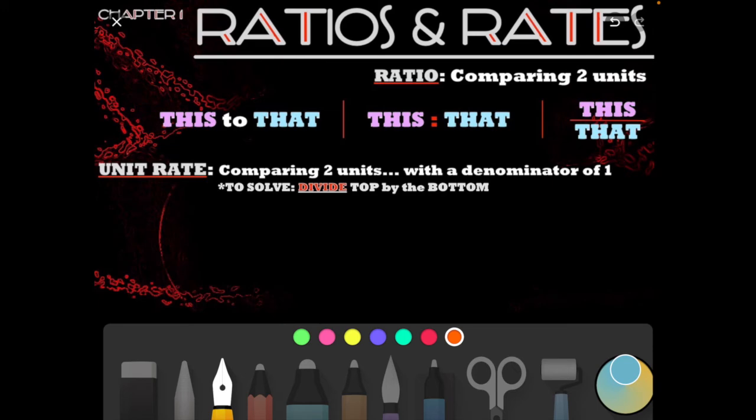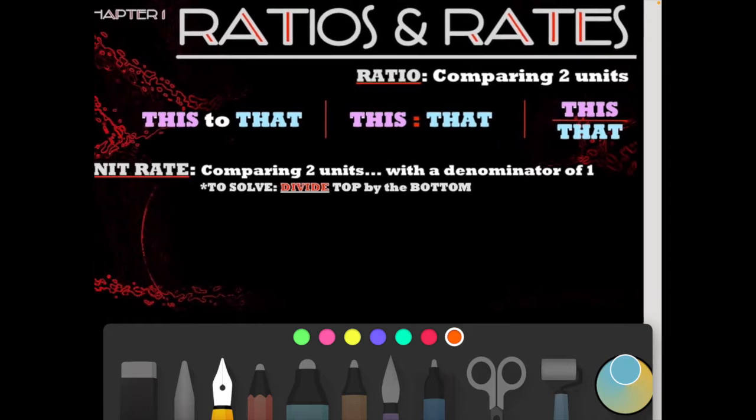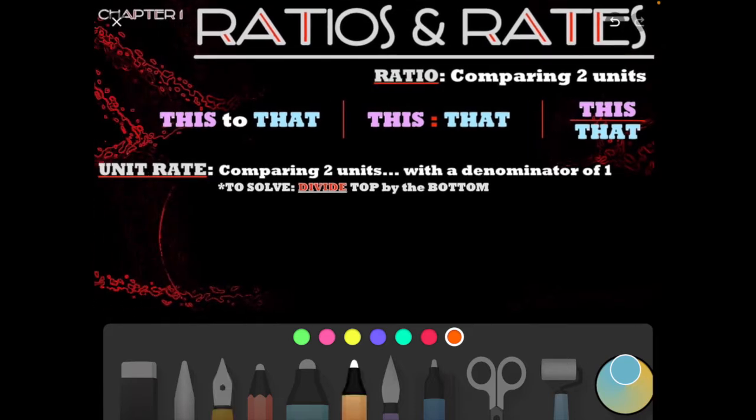For us, a lot of what we're going to be doing in chapter 1 is using those ratios to find out unknown values. And we're going to use some of those proportional relationships that we'll talk about, which are just equivalent ratios. And when you set it up like a fraction, like we have right here, that's something we've seen before, and we've reduced fractions before.